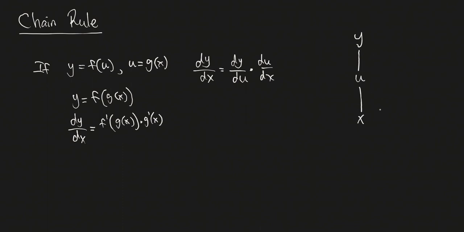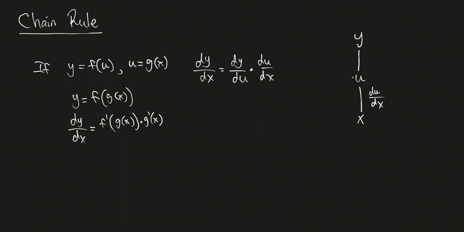And then imagine all these variables changing. Imagine that, say, x changes. And then when x changes, typically u will change. And it will change at a particular rate. And I can indicate that rate by doing this, du dx.